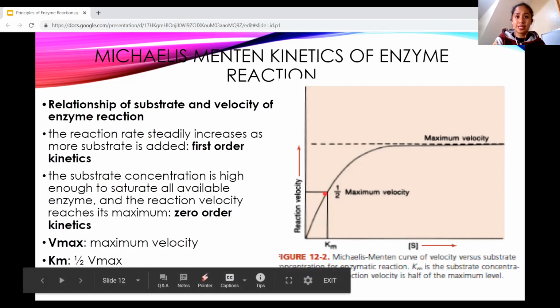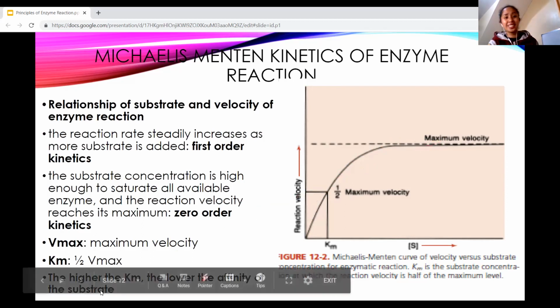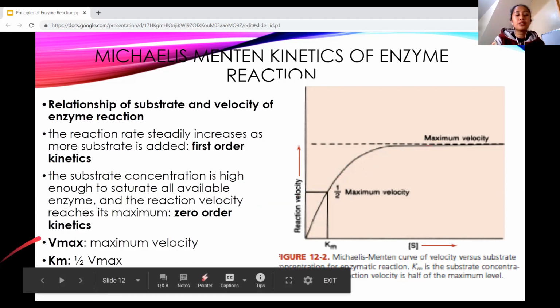But class, as you go higher, mas tumataas yung Km mo as you go higher. As your Km increases, class, the affinity of your substrate decreases because, diba, it slowly saturates all the active sites in your enzyme. Class, naiintindihan nyo ba? So, ito lang yung mga terms natin.